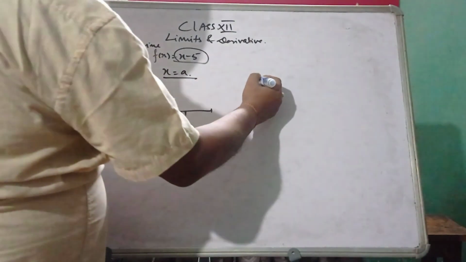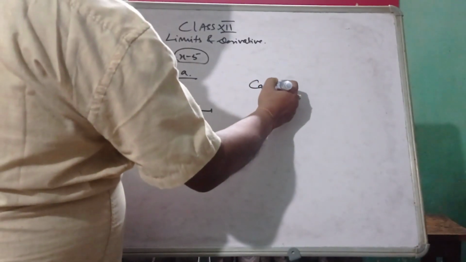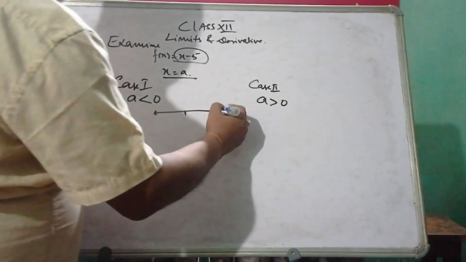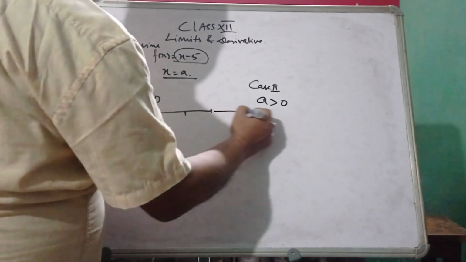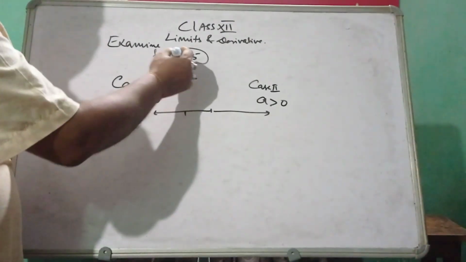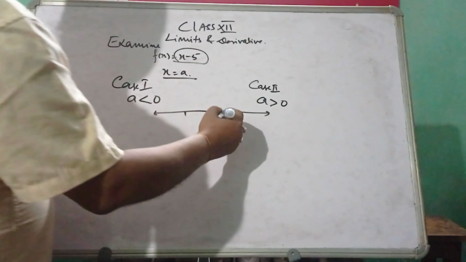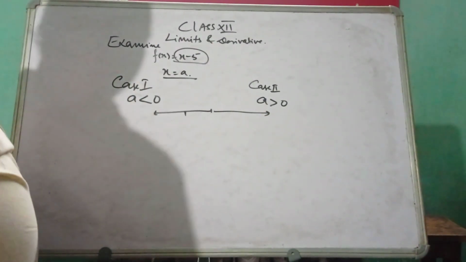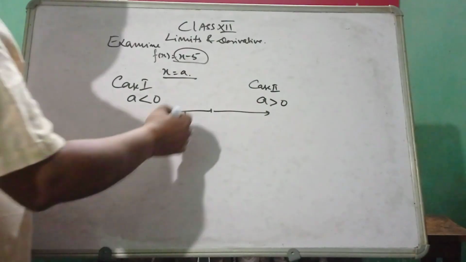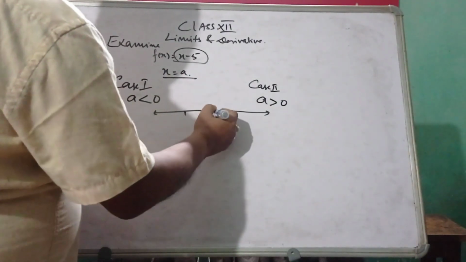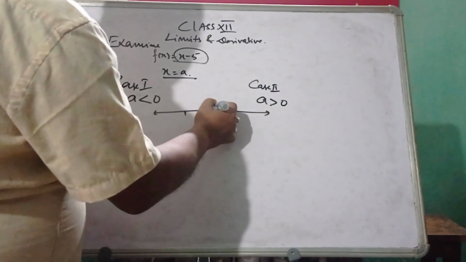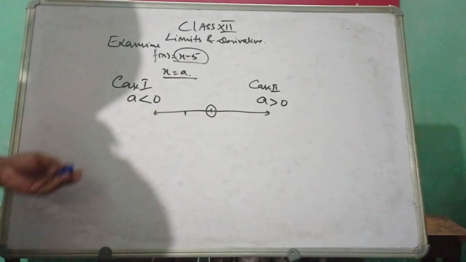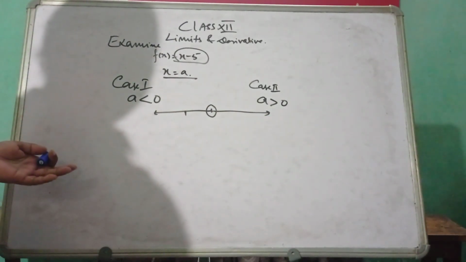And in case 2, suppose that we are considering greater than 0. Then greater than 0, that means this side. This is the same function. So it will be continuous at x greater than 0 because there is only one function. So it will be continuous. And next is x is equal to a, where the three results should be the same. This is what we have to examine.